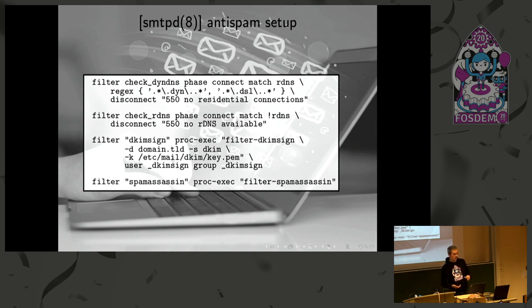blacklists. Also, instead of disconnecting the users, there's another keyword, which is junk. So if the connection matches this particular filter, the email is moved to the junk folder of the user, and it doesn't check all the subsequent filters. This is very useful if you trust, for example, a particular filter, and if you're not using POP3, because otherwise the mail will not be downloaded by users.